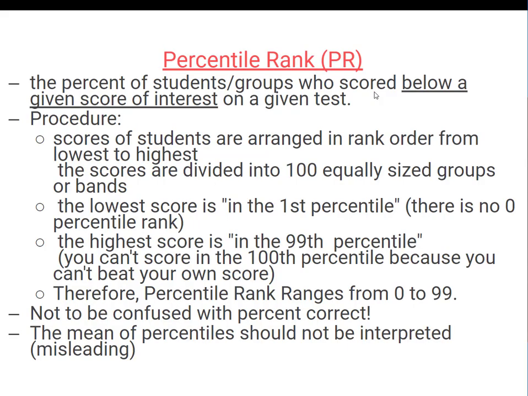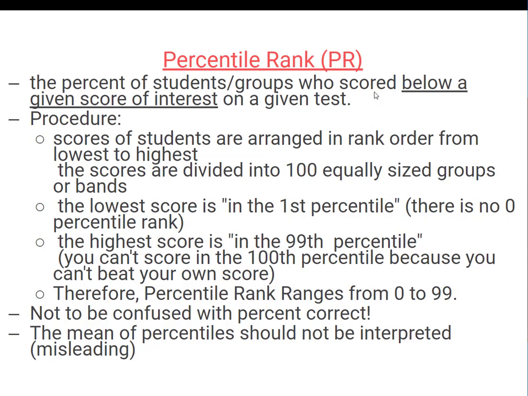Percentile rank is another way that you can describe how well students did relative to one another. In this case, the students are just ranked in order from the lowest to the highest, and the scores are just divided into 100 equally sized groups. The lowest score in the percentile is a first percentile, and the highest is a 99th percentile.